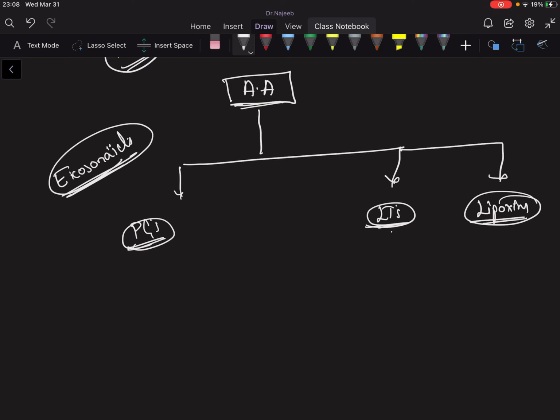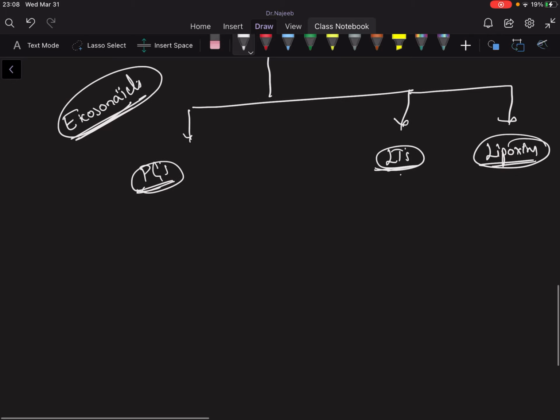All these leukotrienes, prostaglandins and lipoxins are called eicosanoids. Why are they called eicosanoids? Because they are 20 carbons. Eicosa means 20 carbons, and they are derived from fatty acids, right? That's why these prostaglandins, leukotrienes and lipoxins are called eicosanoids.